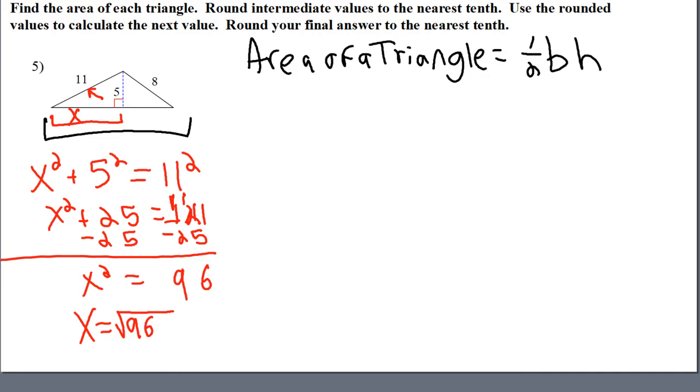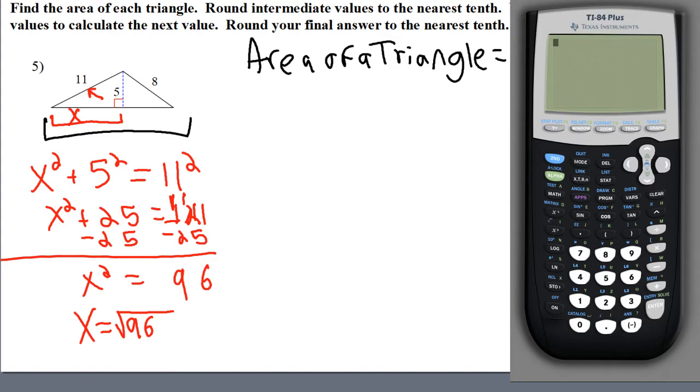Now, most of us probably will not be able to figure out what that value is on our own, so let's use our calculator. In our calculator, we hit second, the square root button, which you can see the little symbol for in blue, and 96. Hit enter, we get 9.79. Now, it asks us to round to the nearest tenth value, so we look at our hundreds place. Our hundreds place is 9. 9 is greater than 5, so it rounds up. So instead of 9.7, we get 9.8 as our value for x.